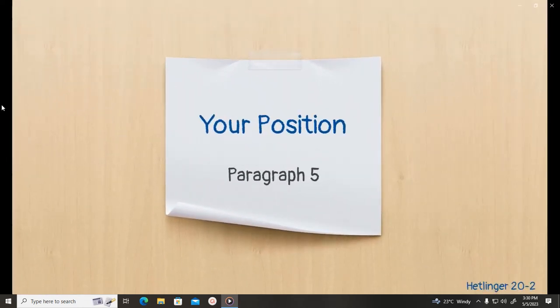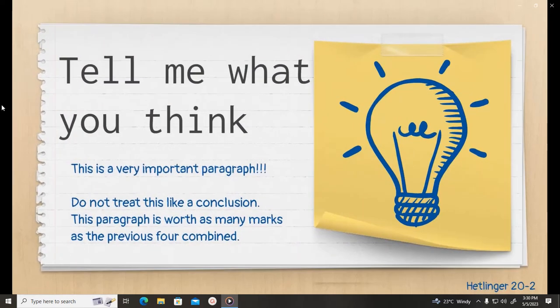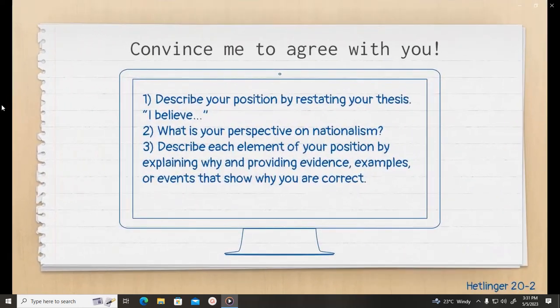Next, we're going to fill in the last paragraph, paragraph 5. Now, this is not a conclusion. This is your perspective. This gets its own category in the rubric, so you have to put all your effort into this paragraph. In this paragraph, you're going to tell me what you think. In this paragraph, you need to convince me to agree with you.